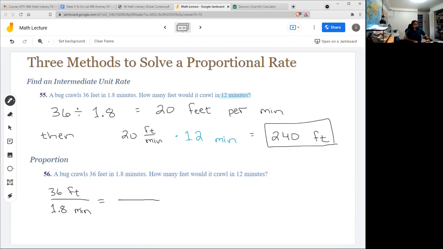If they are smart, they will stop reading and say, I don't care for the moment anything else the problem says, I know how to set this up. If it starts out with feet on top, it has to stay feet on top. And if it has minutes on the bottom, it has to stay minutes on the bottom. Otherwise, I might mix myself up and make a careless mistake. Okay, now I keep reading. How many feet, so that's the thing I don't know, would it crawl in 12 minutes?